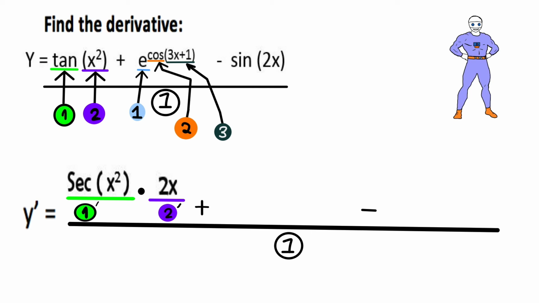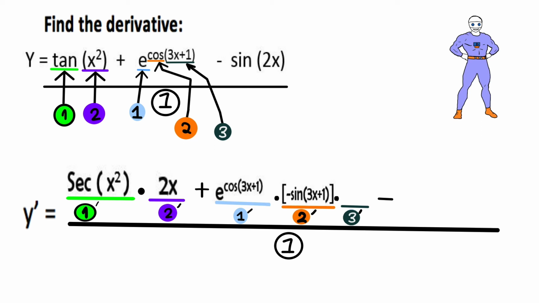So the solution is the derivative of 1 times the derivative of 2 times the derivative of 3. The derivative of e is just e, and the derivative of cosine is negative sine. The derivative of 3x plus 1 is 3. We do the same thing for sine 2x.